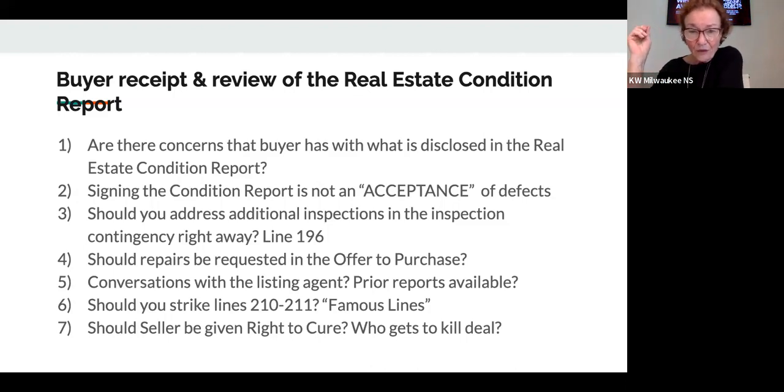Should the seller be given the right to cure? Who gets to kill the deal? It depends on the market conditions, and the market conditions that we're in right now is still a seller's market to a great degree.